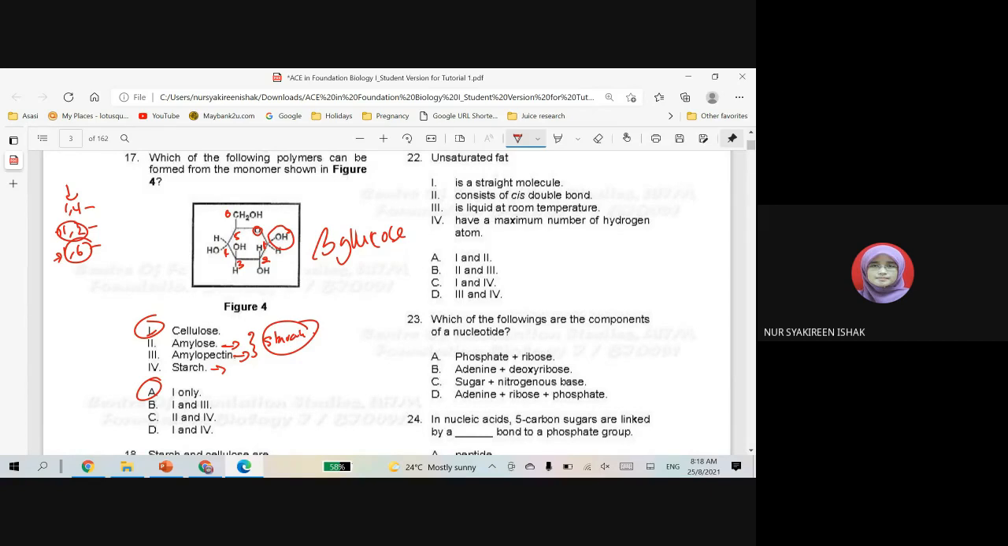So in sucrose, the bond is 1,2 because the bond forms between fructose and glucose. Okay, for fructose, the way of numbering is a bit special. It forms a shape like this. This is 1, 2, 3, 4, like this.